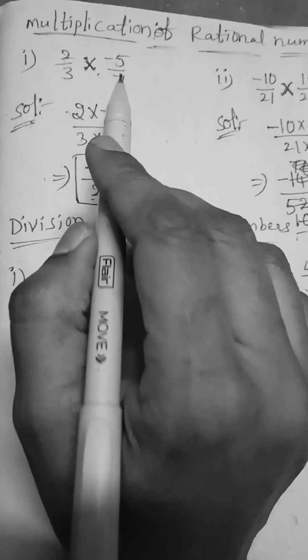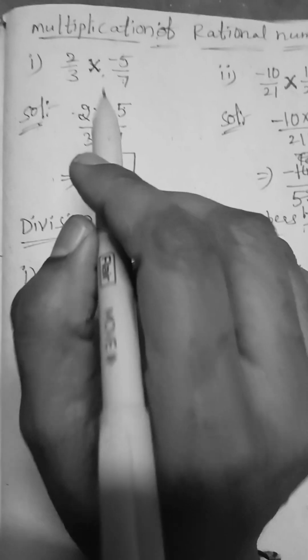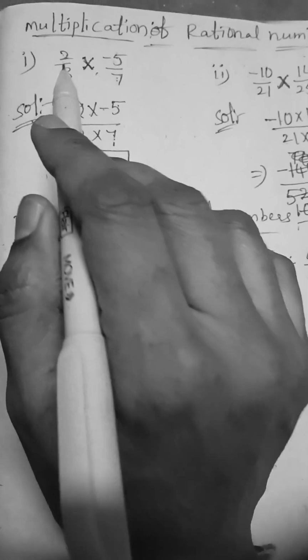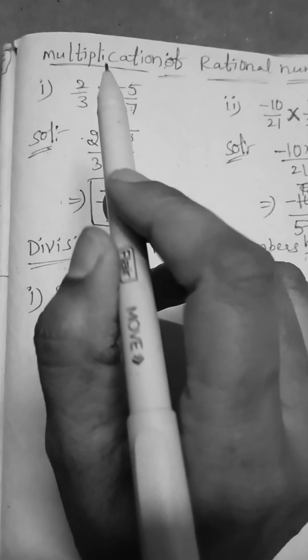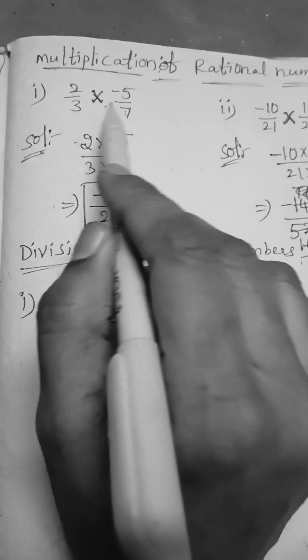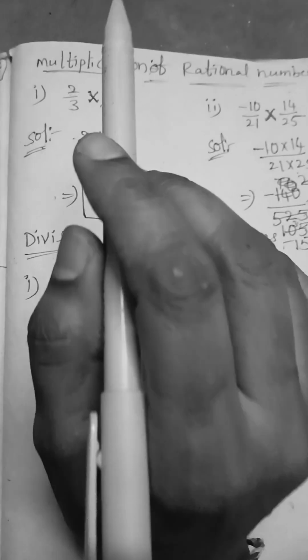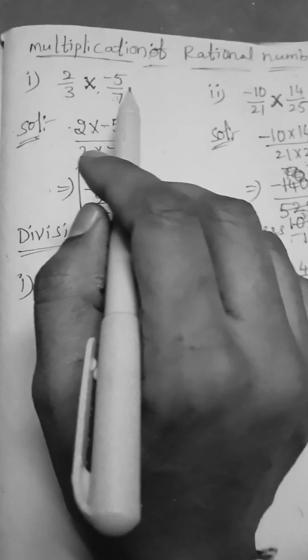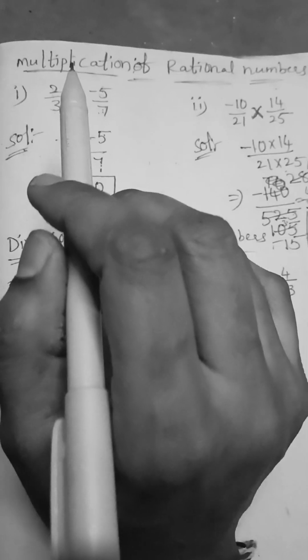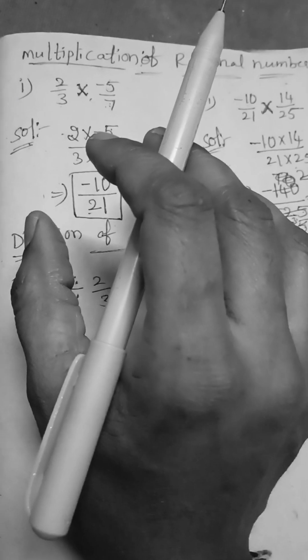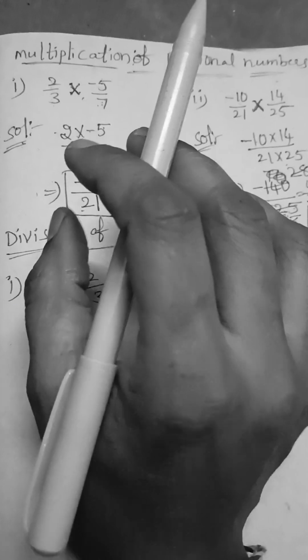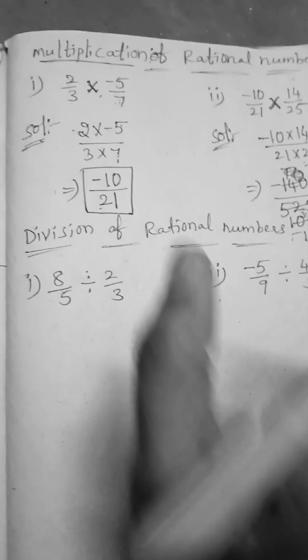Many students are confused here only. If they are given multiplication, they are doing cross multiplication, and this is a wrong method. Just you have to do numerator into numerator, denominator into denominator, if it is a multiplication or division. Only for addition or subtraction do you have to do LCM or cross multiplication. Remember this one, very important.